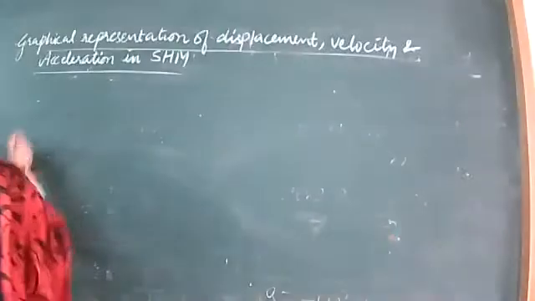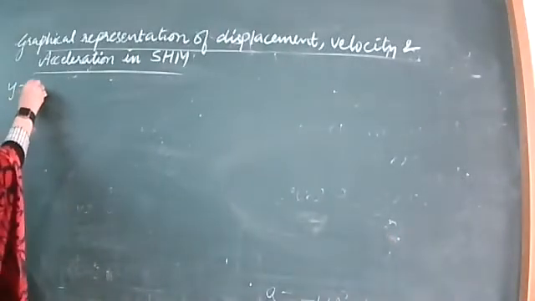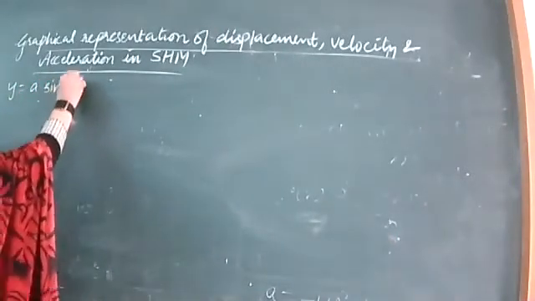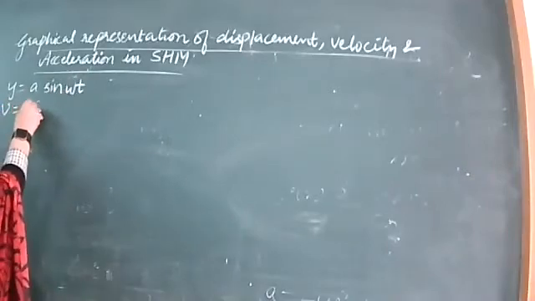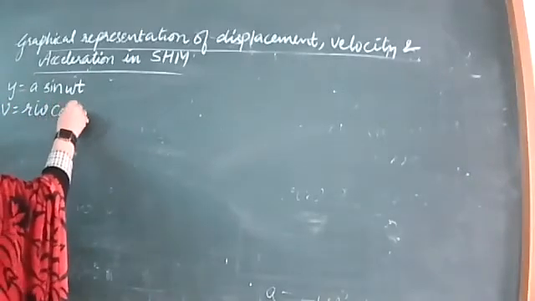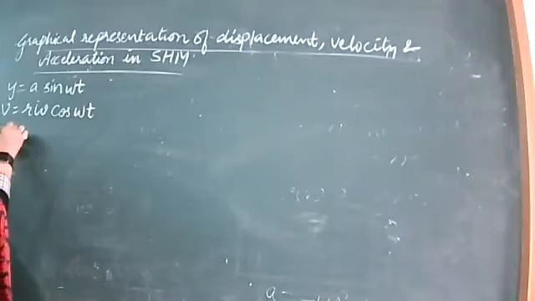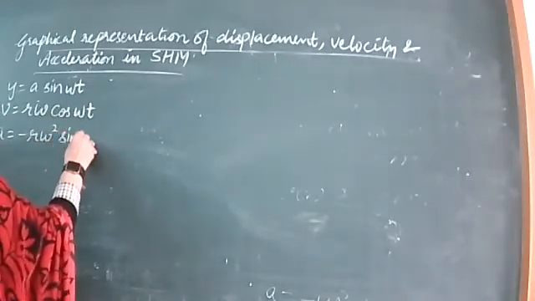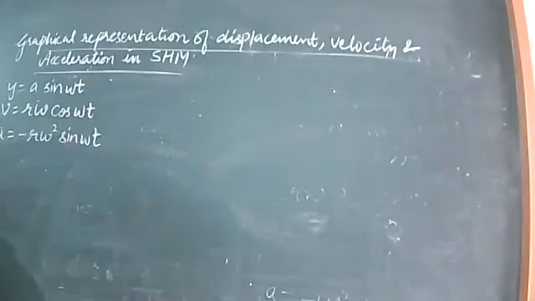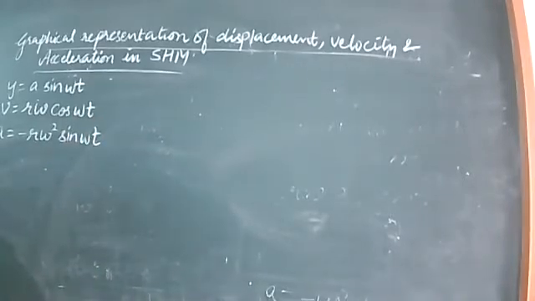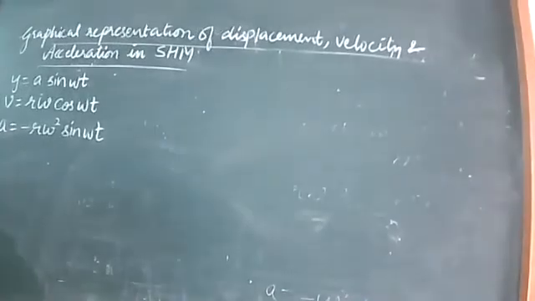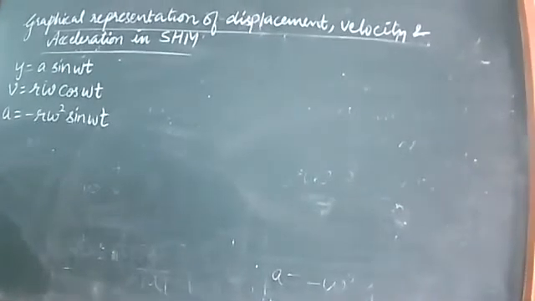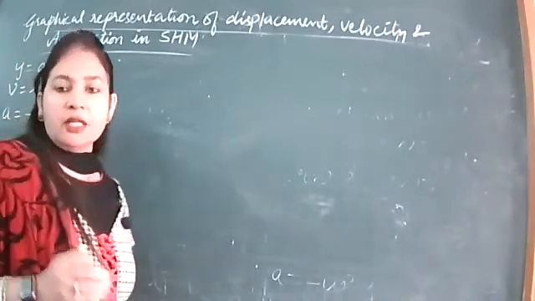So the equations were y is equal to r sin omega t, v is equal to r omega cos omega t, and acceleration was minus r omega square sin omega t. We just derived these. I hope these equations are clear to you. With the help of these equations, we'll be plotting these quantities graphically now.